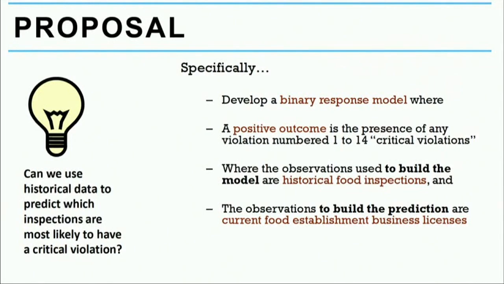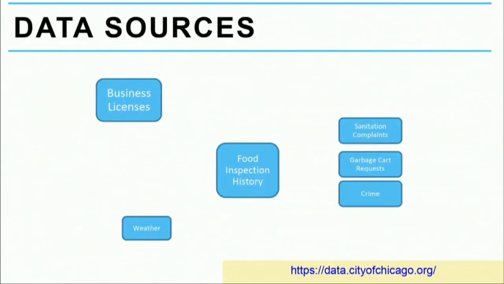So we said, hey, look, we've got all this open data. We've got this awesome open data problem. Can't we figure it out? Can't we do something better? Specifically, can we build a binary response model to predict critical violations and then make a prediction on the current licensed population? Anybody's licensed to sell food.